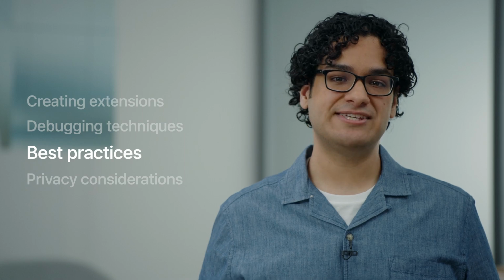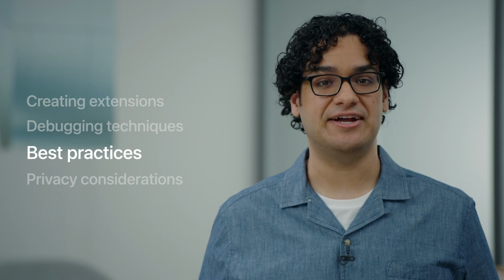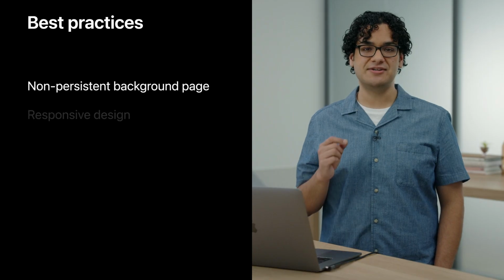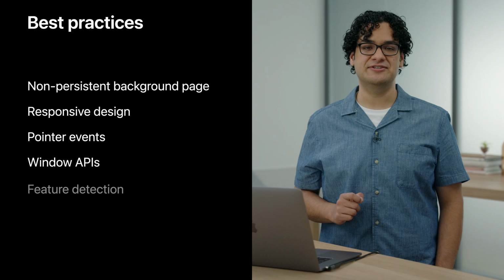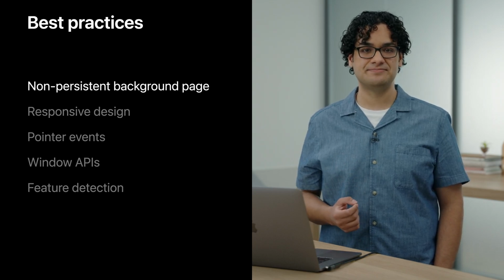Now that I've created a Safari web extension for iOS and I've debugged a few basic issues, I'd like to walk through some best practices to keep in mind, including some things you might need to watch out for as you build an extension for Safari on iOS. I'll focus on 5 topics that may be relevant to your extension, starting with non-persistent background pages.